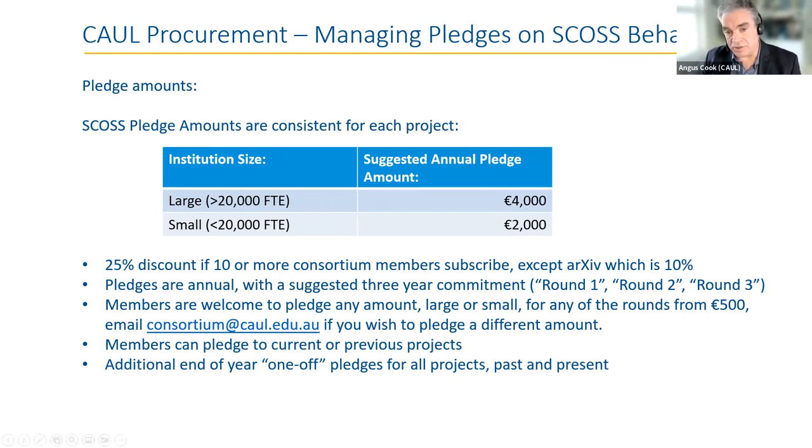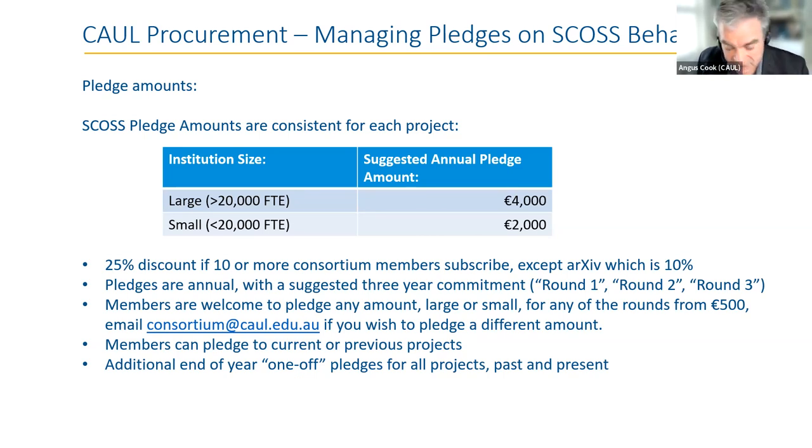We're encouraging institutions to think of this as a three-year commitment. So there are funding rounds, but there are yearly commitments as well. And again, members are welcome to pledge any amount, large or small, for any of the project rounds from $500 upwards. Just email us with what you'd like to pledge and to which project, and we'll make the necessary adjustments in Consortium Manager ready for you to confirm. That's a very straightforward process, and I know that many members have done that. And members are welcome to pledge to any of the current projects or any of the previous projects.